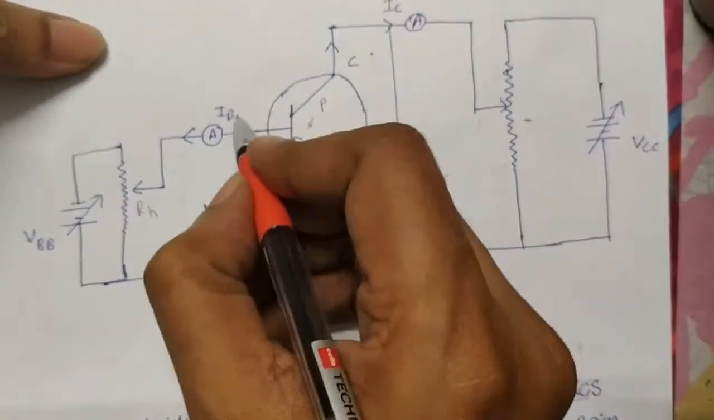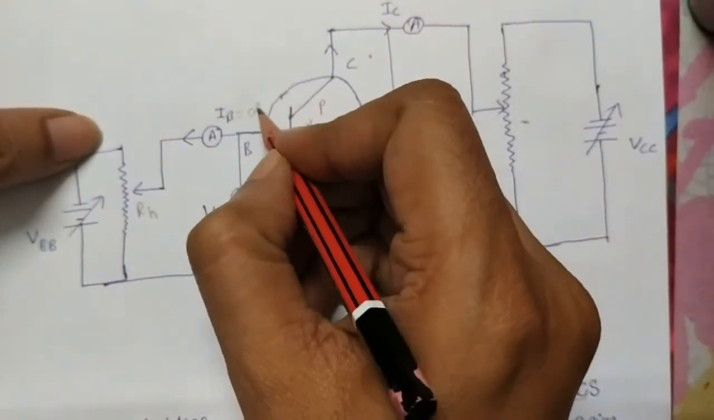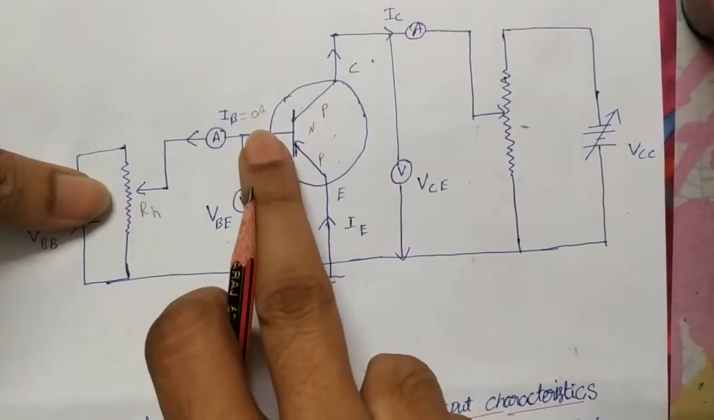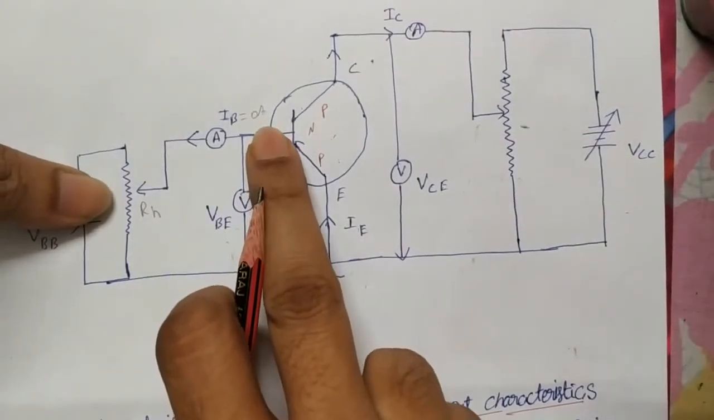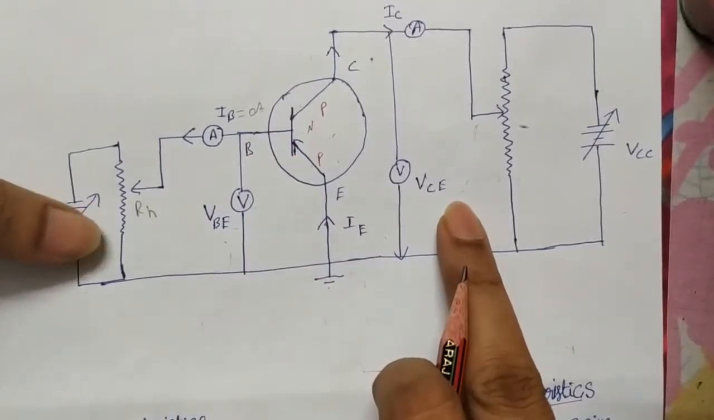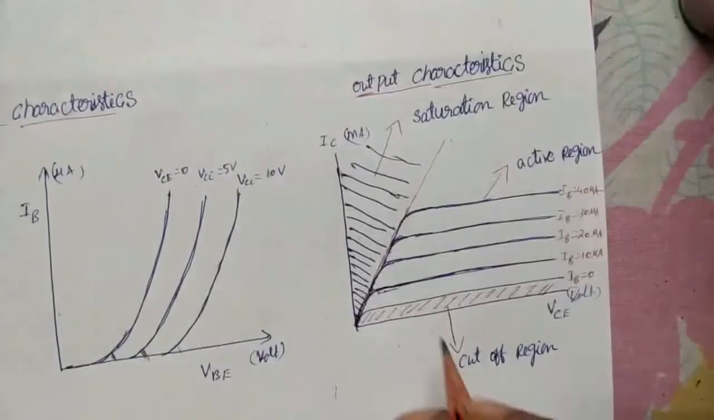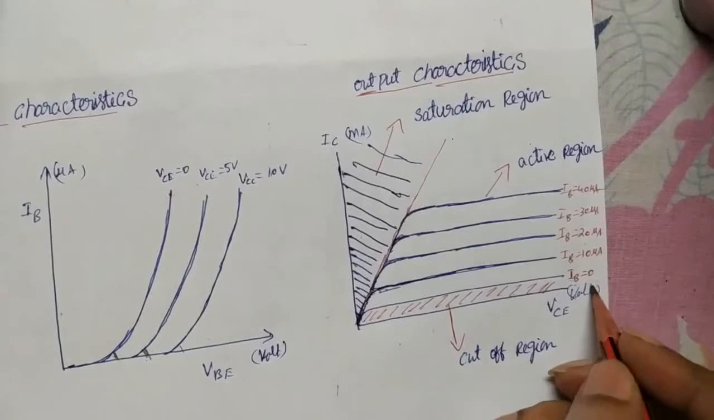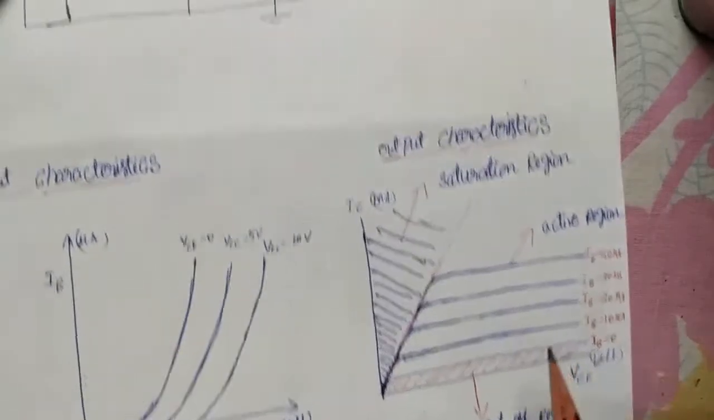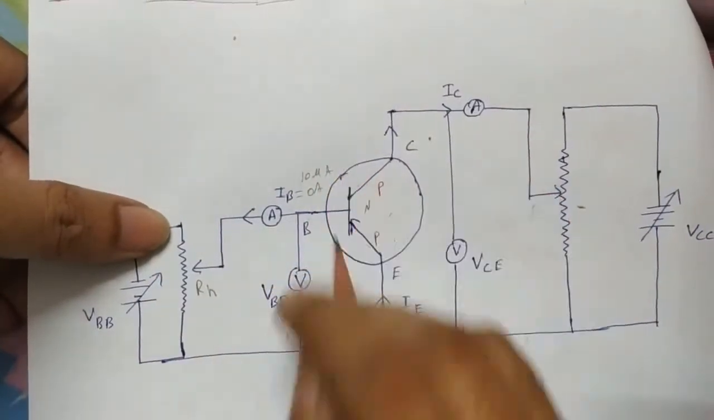They keep the current in the base constant. First they took 0 amperes. By keeping the input current constant at 0 amperes, they try to change the output potential, that is VCE, from 0 to a certain value. Then they start observing how IC flows. In that case you get the first line, this one, when IB is equal to 0, and here a small current is flowing. After that, they increase this current to 10 microamps.